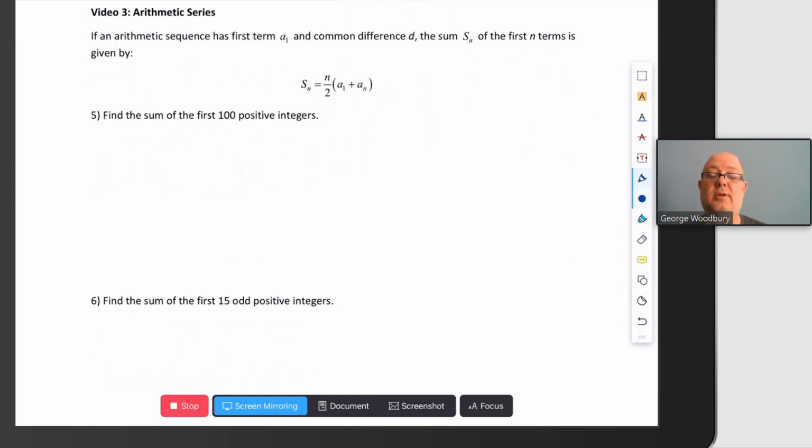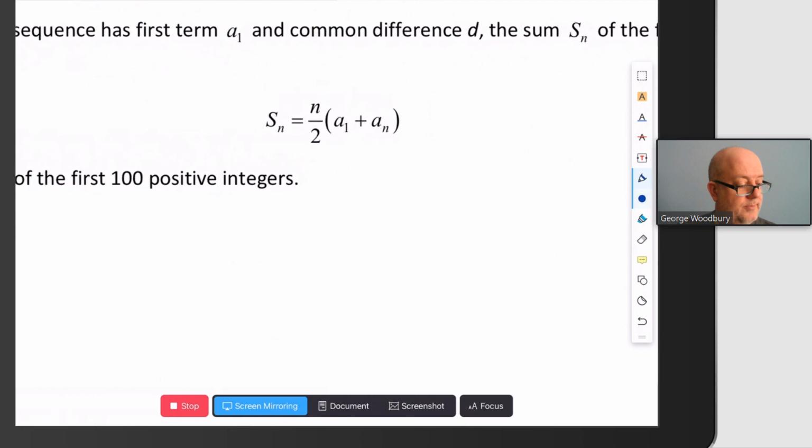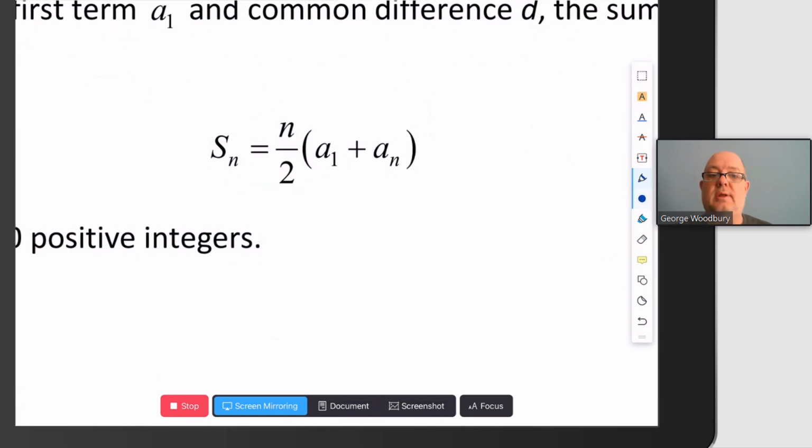In this video we're going to talk about arithmetic series, the finite sum of a finite arithmetic sequence. So if we know the first term a sub 1, the common difference d, and the general term a sub n, we can use this formula, n over 2 times a sub 1 plus a sub n, that quantity.